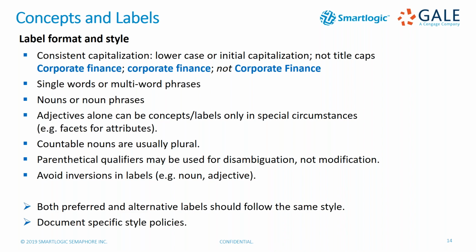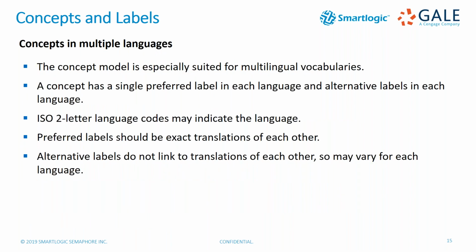So preferred and alternative labels should follow the same style, but you might have some particular styles too, some other rules, and you should document your own internal style policies. SKOS format serves multilingual knowledge models very well because a concept has a single preferred label in each language and alternative labels in each language as well. And there would be an ISO two-letter language code to indicate the language. Preferred labels should be exact translations of each other for a concept, but the alternative labels can vary because even then they aren't exact synonyms or equivalents, as we'll see a little later. So there may be some in one language, not in the other, and they don't have to be exact translations.